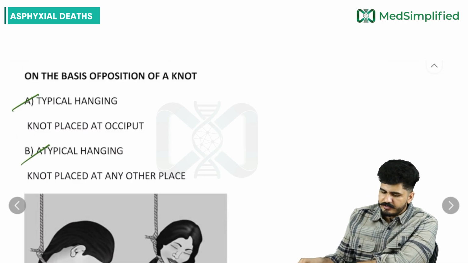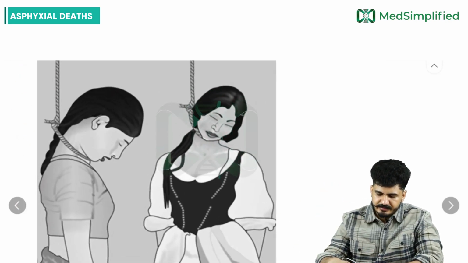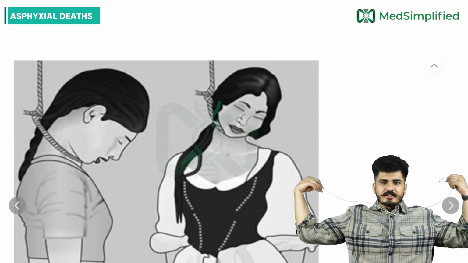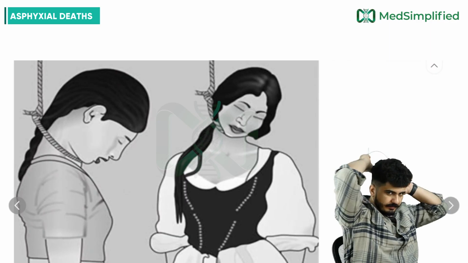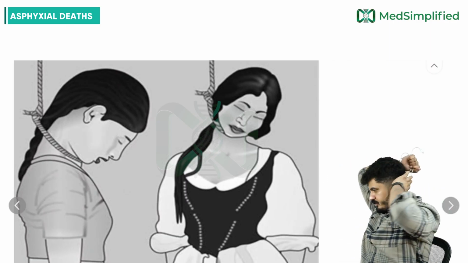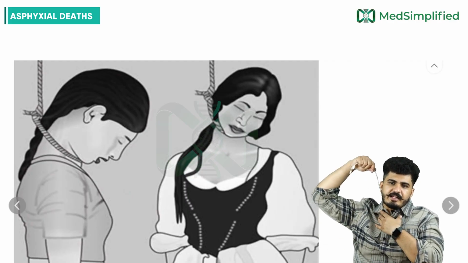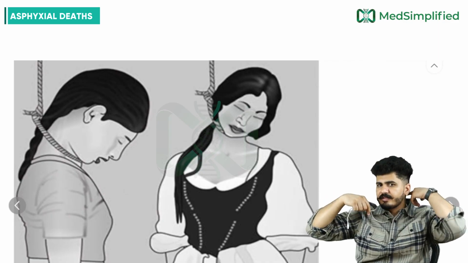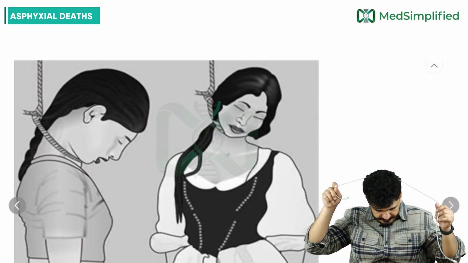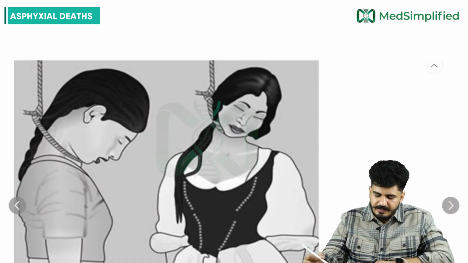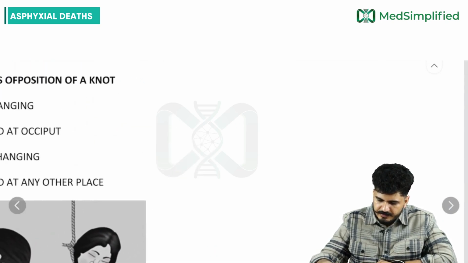So my dear friends, if I can show you right here, sir, typical hanging. In the typical hanging, where your knot is placed, you can see right here, sir. In the typical hanging, your knot is placed at the occiput, here at the back. And if I talk about the atypical hanging, the knot can be placed anywhere other than the occiput. If the knot is placed elsewhere, that is called as what, sir? Atypical.